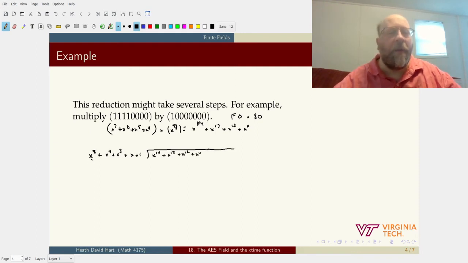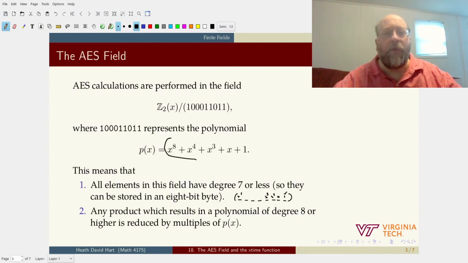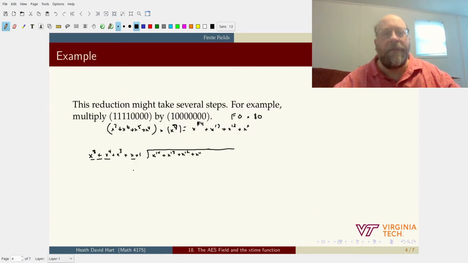So where did this polynomial come from? This is this polynomial right here. And this is a constant polynomial in the AES field. This is the field polynomial we use to reduce large answers that overflow 1 byte.